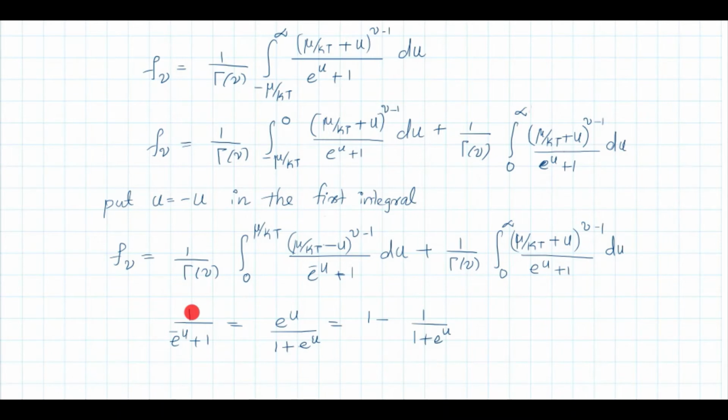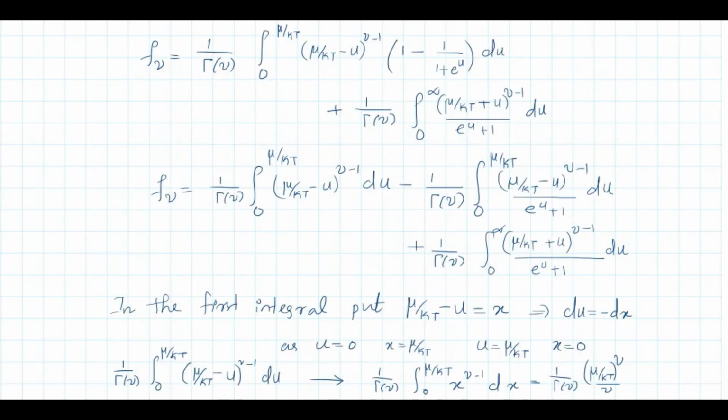Then 1 divided by e raised to minus u plus 1, you can write it as e raised to u divided by 1 plus e raised to u, and that is 1 minus 1 by 1 plus e raised to u. So substitute for this 1 by e raised to minus u plus 1, this value. Then you will get 1 by gamma of nu, this quantity is there already, 1 minus 1 by 1 plus e raised to u du, and the last term. You can multiply this factor to 1, you will get this term. You can multiply this factor to minus 1 by 1 plus e raised to u, you will get this term, and the last term is already here. So you will get 3 terms.